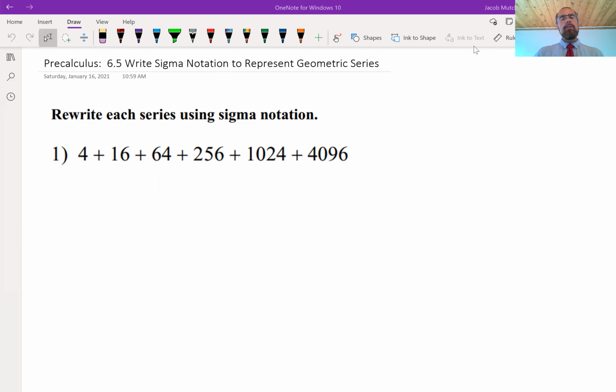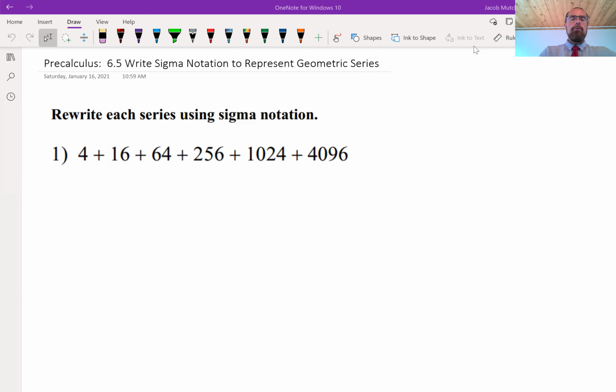So recall that with a series, what we're looking at is really a sequence, which is just a list of numbers that are now connected with addition. So a series is a sum. And that's what we're trying to represent when we're using sigma notation. Sigma is just simply the capital Greek letter for S, which means, in our case, sum.